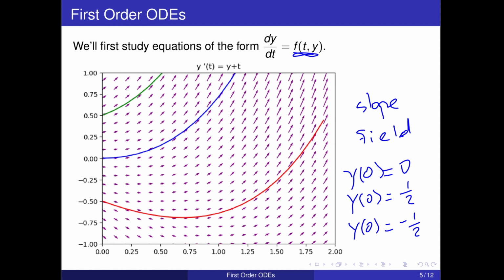Talking about those big questions from earlier, in this case, yes, there will be infinitely many solutions, but the solutions will be unique if you specify some sort of initial condition. It doesn't have to be at t = 0 necessarily.